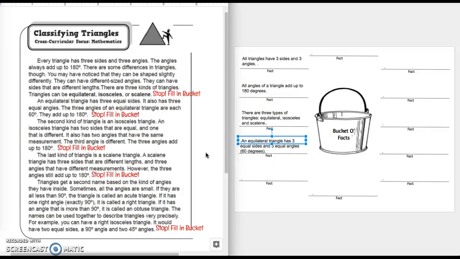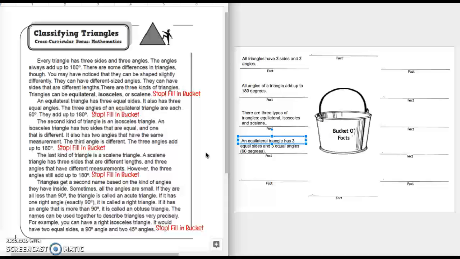The last paragraph states, triangles get a second name based on the kind of angles they have inside. Sometimes all the angles are small. If they are all less than 90 degrees, the triangle is called an acute triangle. If it has one right angle, exactly 90 degrees, it is called a right triangle. If it has an angle that is more than 90 degrees, it is called an obtuse triangle.